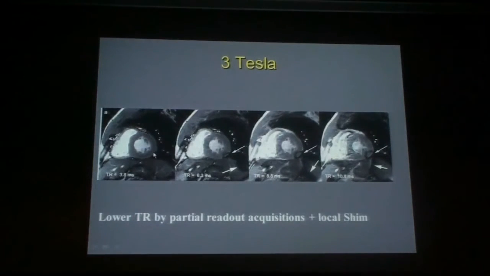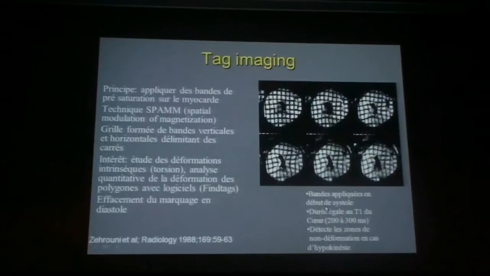Also, a typical artifact you can get at 3 Tesla is a ring artifact that is especially located in the inferior lateral wall of your left ventricle, in between your lung and your myocardium. And to remove this artifact, you should lower your TR as much as you can, maybe by using a partial readout acquisition, and you should also optimize your local shim, being now a software that you can use in your machines before it becomes more of a general shim.